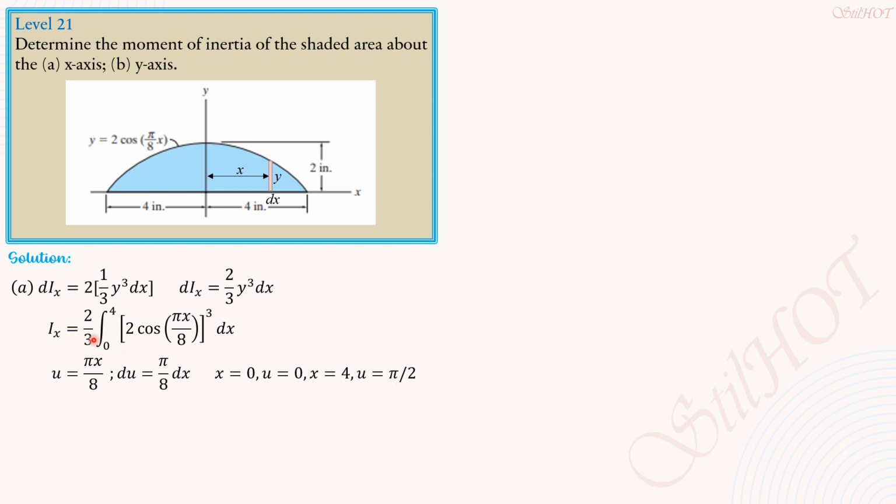So this is now in the form Ix equals 16 over 3, then integral times the differential, which is pi over 8 dx. We have pi over 8 dx here, so we multiply it by the reciprocal of pi over 8, which is 8 over pi. And this is now in the form cosine cube of u du, where du is pi over 8 dx, and the reciprocal of pi over 8 is 8 over pi.